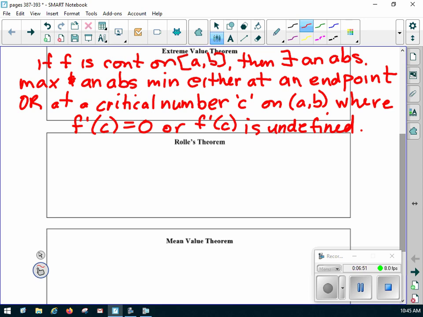A critical number is any x value where the derivative is 0 or undefined. That's what a critical number is. Sometimes I do have to look to make sure I write it up mathematically correctly. Remember, on extreme value theorem, your absolute max and min can be at an endpoint, or it can be any place between where the derivative is 0 or undefined. Okay? Let's draw a picture.